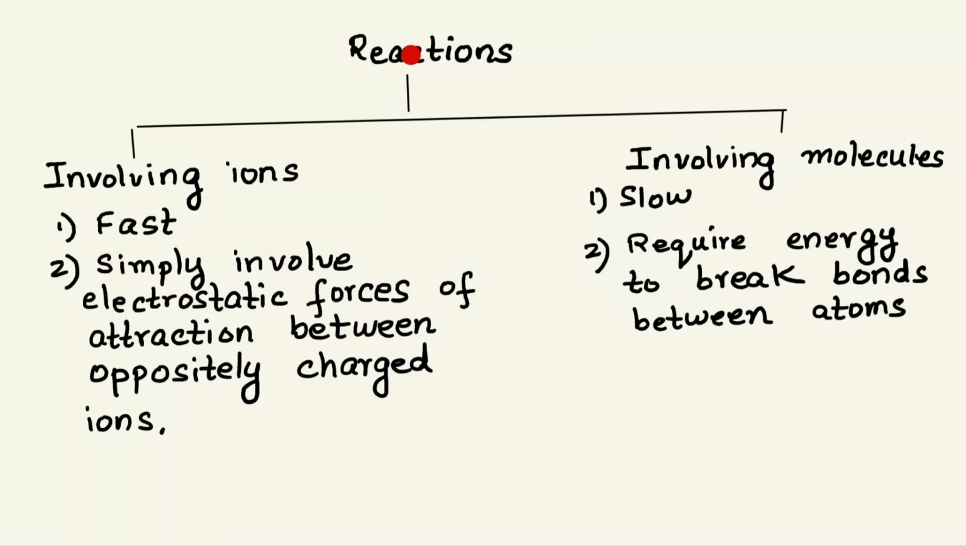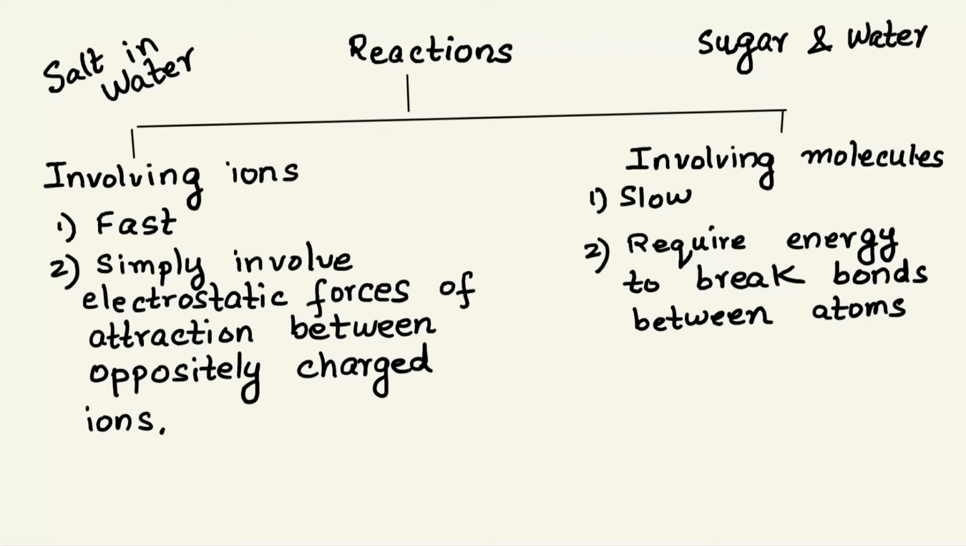We studied earlier that there are two types of reactions involving ions. So for example, when you dissolve salt in water, right? That's a reaction which involves ions of sodium and chloride dissolving in water. The other we studied were the reactions involving molecules. So for example, when we dissolved sugar in water, I hope you remember the small experiment that we did on dissolving sugar and salt in water, right?